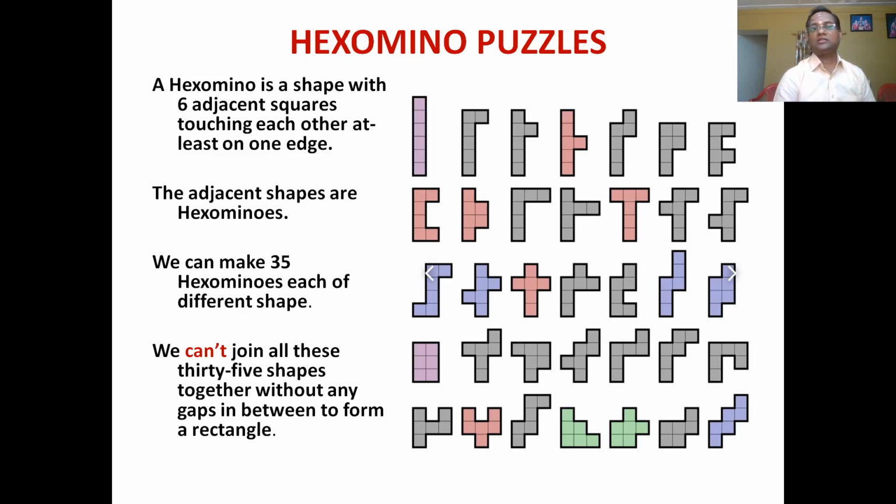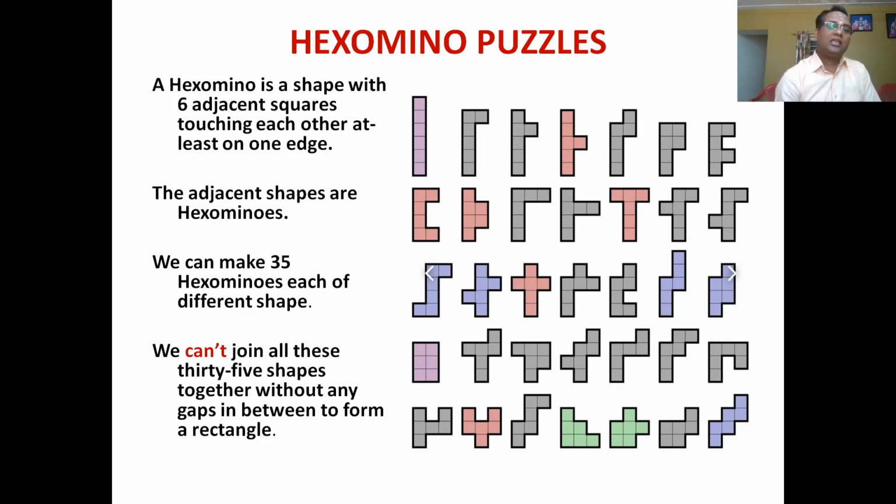Okay, they touch each other at least on one edge. I have drawn the hexomino shapes for you. So you can draw 35 different hexomino shapes. None of the shapes here resemble each other. They all are different. So maximum 35 different shapes I can make.